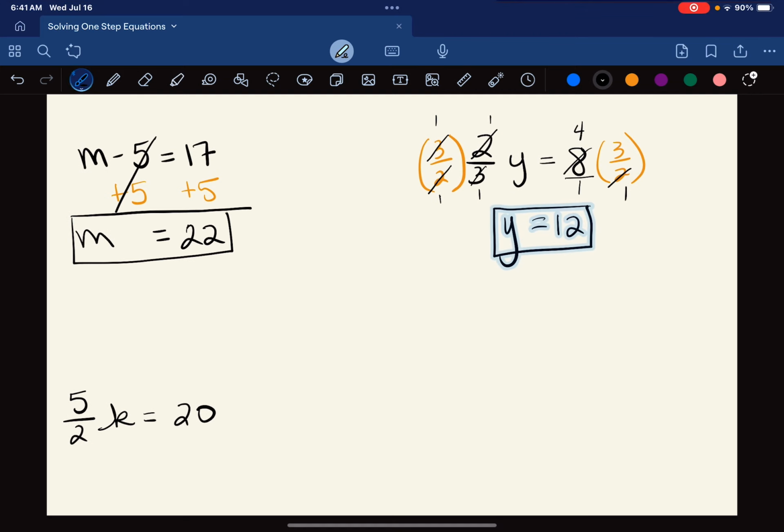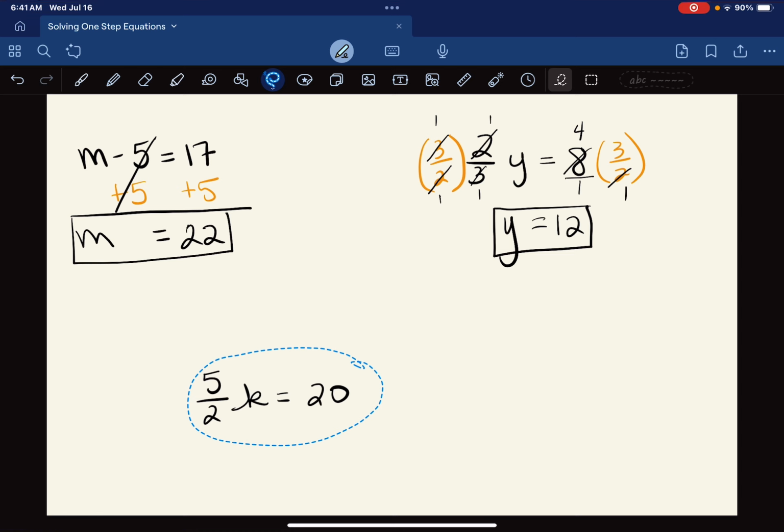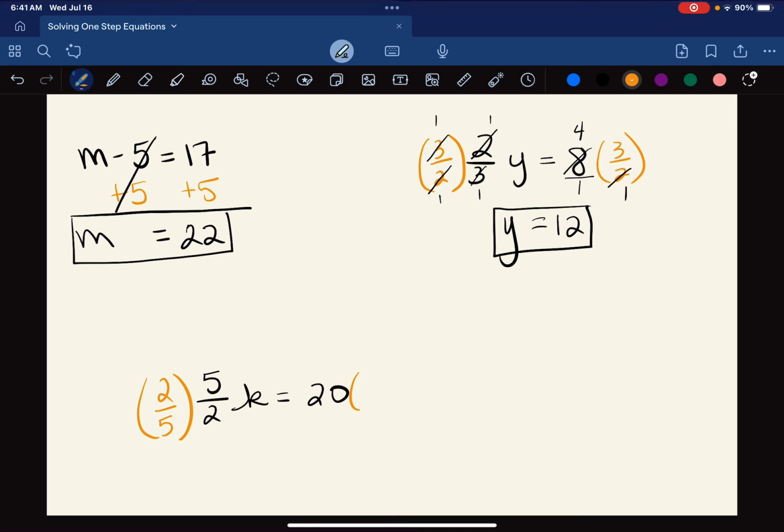And then our last example here still deals with fractions. Let me move this over a little bit. 5 halves k equals 20. How do I clear a fraction? Just multiply by its reciprocal, 2 fifths. All right. So when I multiply 5 halves times 2 fifths, those fractions reduce each other, and we are left with k equals, and I'm going to go ahead and place this 20 over the number 1.